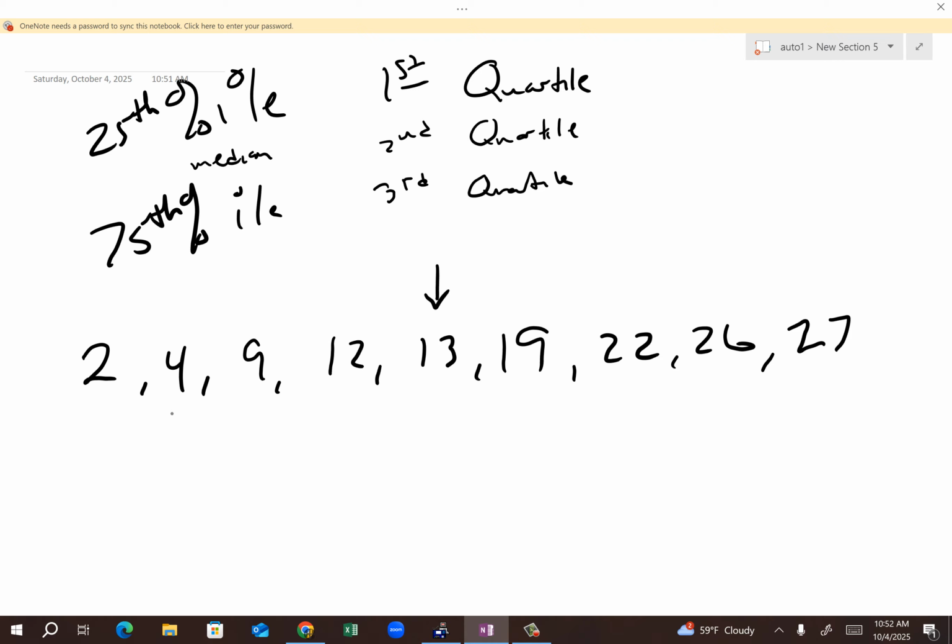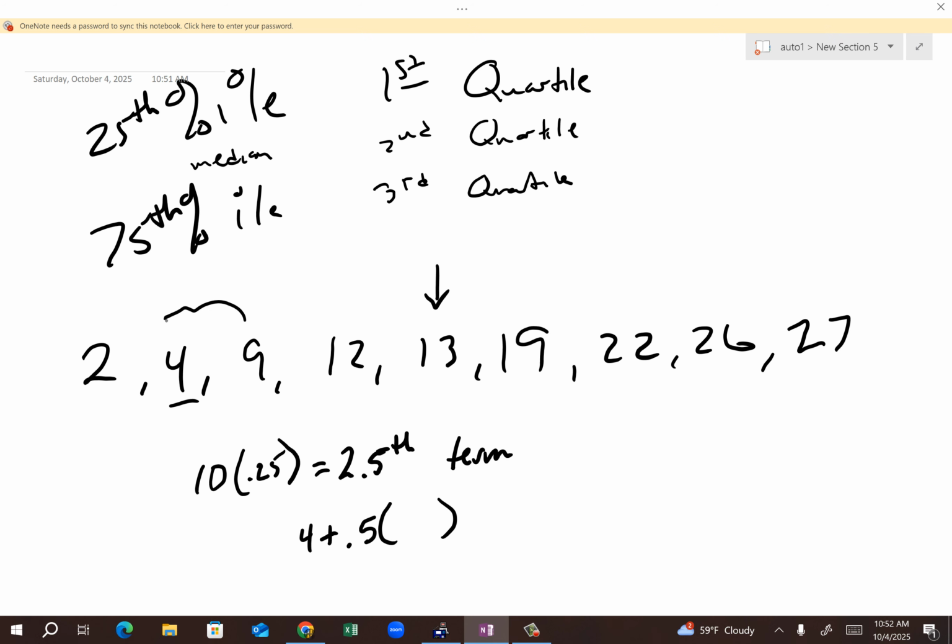Well, exactly like you think. So there's 9 of them. So 10 times 0.25 is the 2.5 term. Well, there's no 2.5 term. So we're going to take the second term, 4, plus half of the difference between these two. Well, that's a difference of 5. So half of that is 2.5. So 6.5. But what is 6.5? 6.5 is the average, yes, between those two numbers. That's a fact.